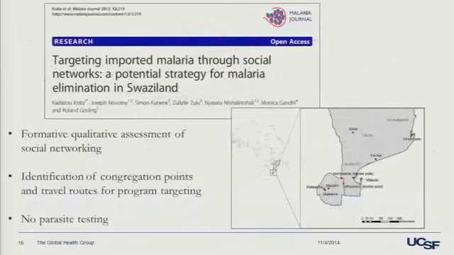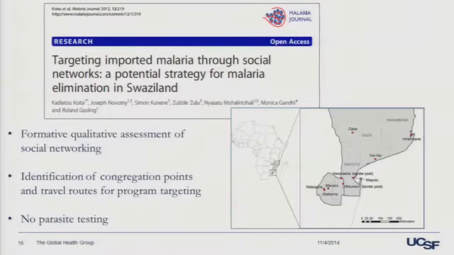So this has been used in malaria, actually more recently, in Swaziland through some formative work using social networking. Swaziland sits on the border with Mozambique, and Swaziland is achieving elimination as we speak, but is challenged by having Mozambique on its border, which is a much higher transmission area. And there are a number of migrants who come into Swaziland to work on sugar plantations.